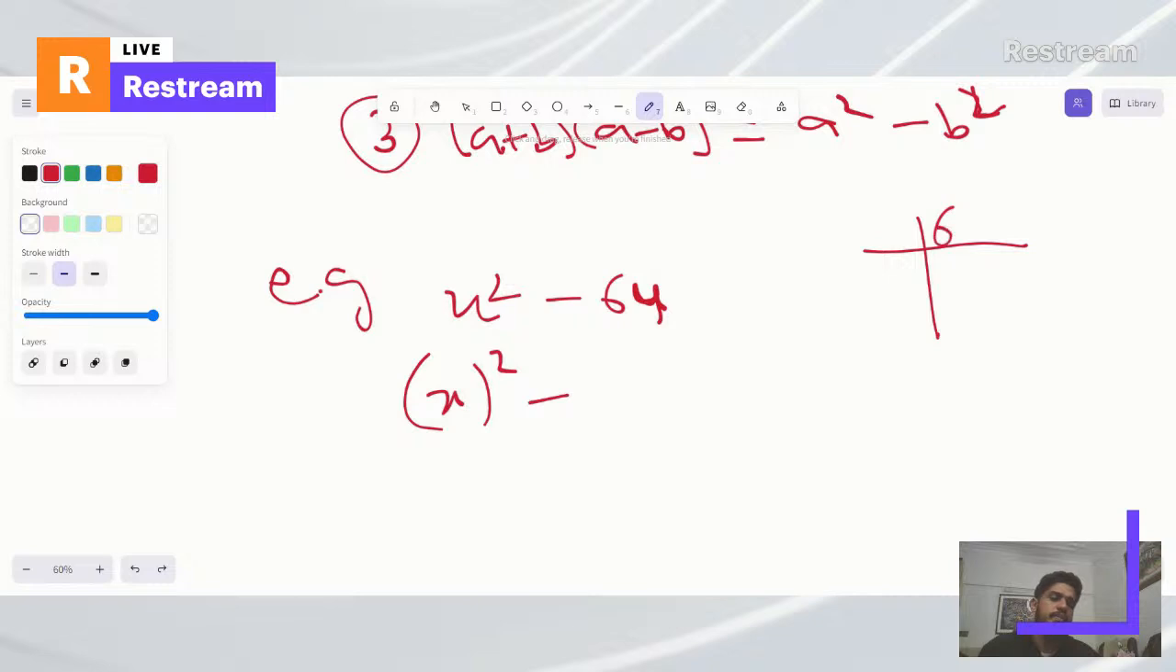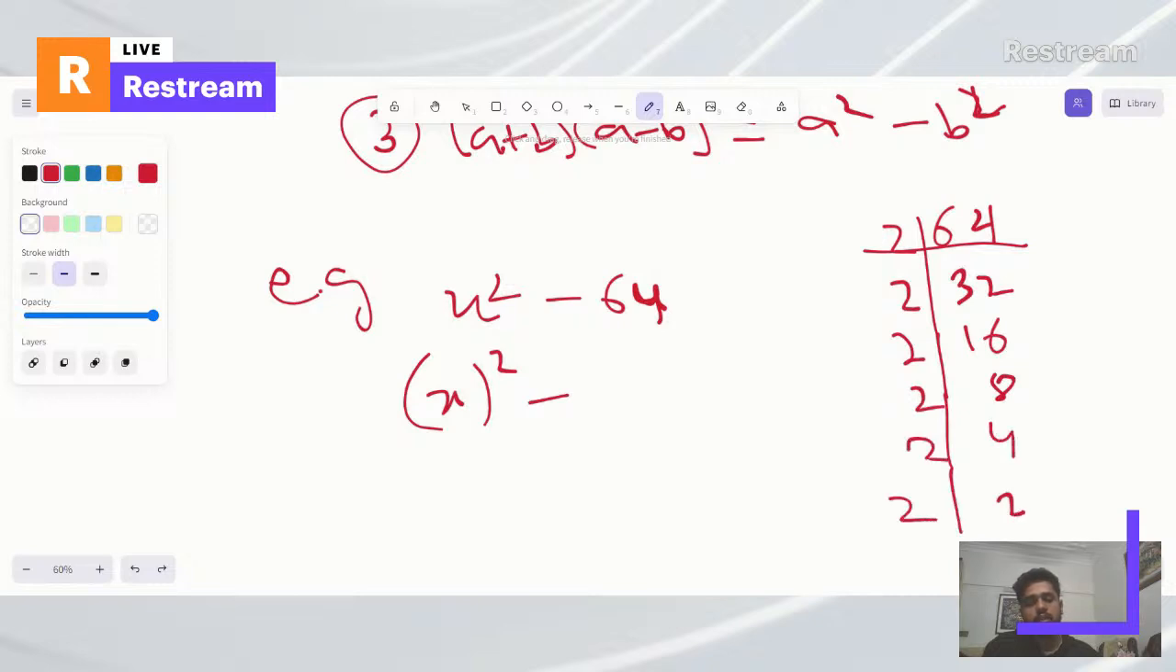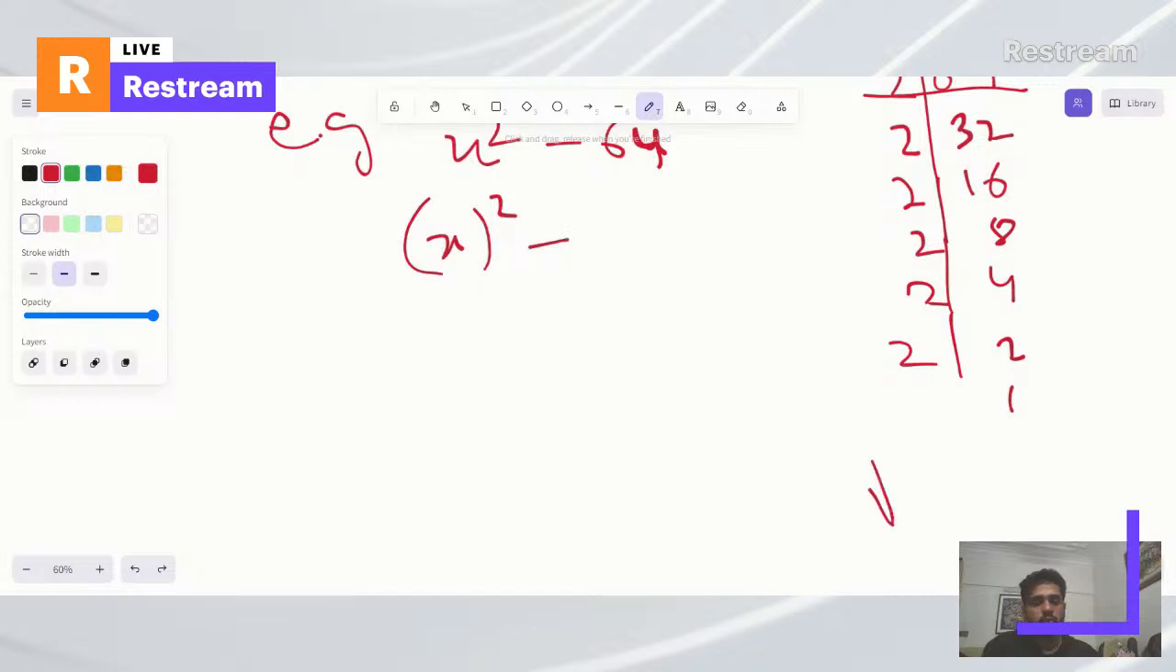So let's try this. Okay, so can 64 be divided by 2, right? So it's going to be 32. We're going to further divide it by 2. It's going to become 16, right? We're going to further divide it. It's going to become 8. And we're going to divide it again. It's going to become 4, and then again it's going to become 2, and then again it's going to become 1.